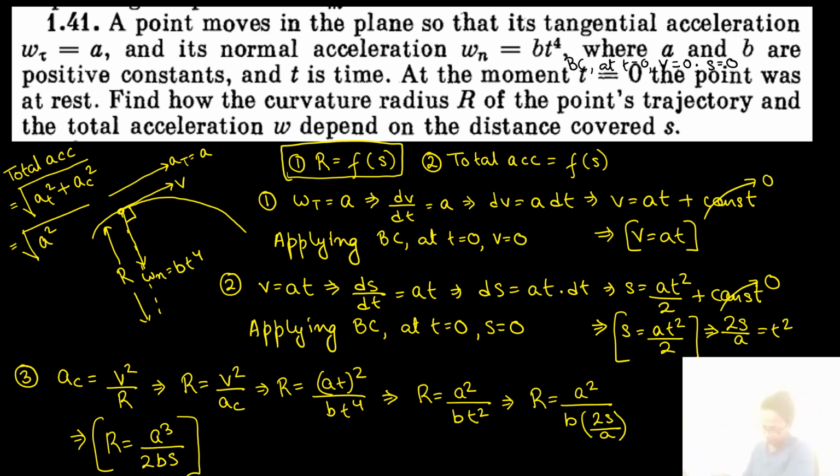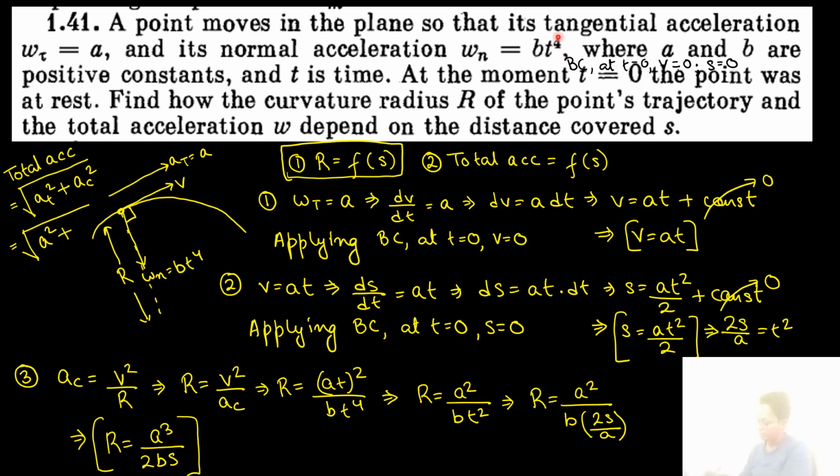What is the value of centripetal acceleration? b t to the power 4. We must substitute centripetal acceleration with a function of s. I can easily substitute centripetal acceleration as b t to the power 4, but the question is asking to find the total acceleration as a function of s.